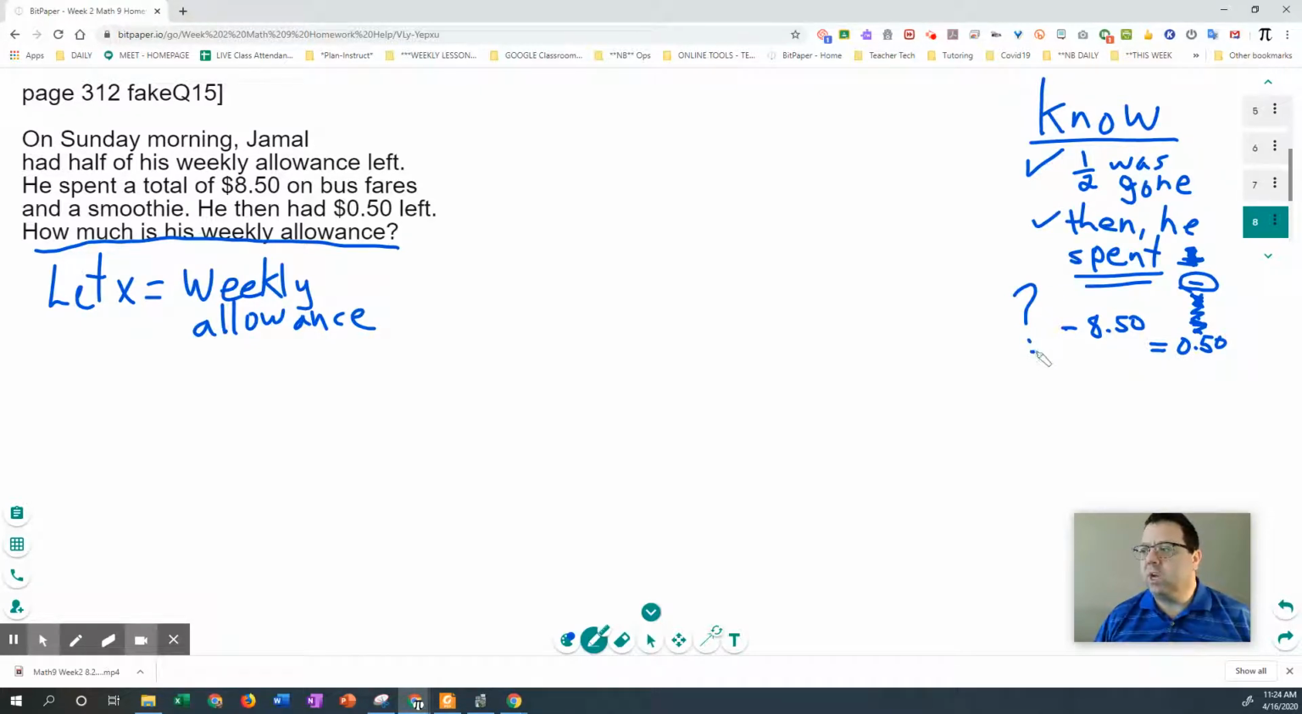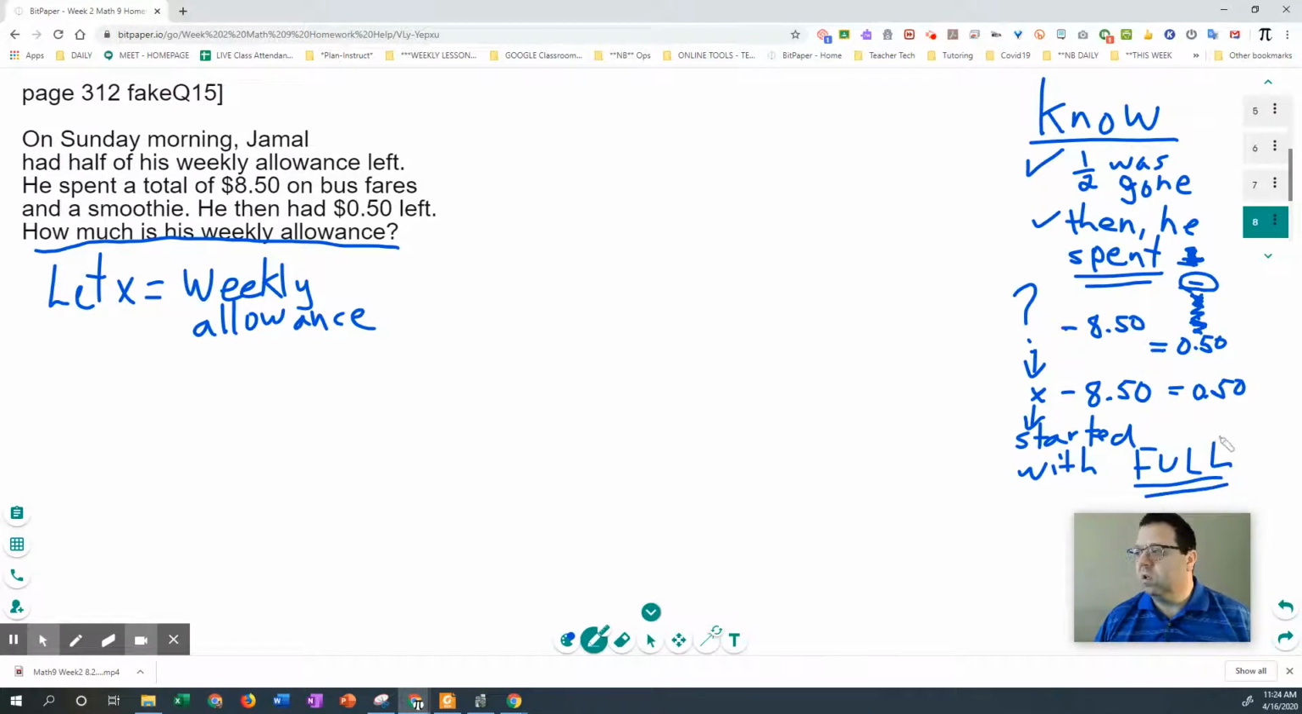Now, let's talk about the start. At the start, he did not have his full allowance. So we're not going to write X minus 8.50 is equal to 50 cents, because if we just wrote X, that means he started with his full allowance. I'm writing in all caps, allowance. I'm just going to write the letter A with a period to abbreviate. But he didn't start with a full allowance.